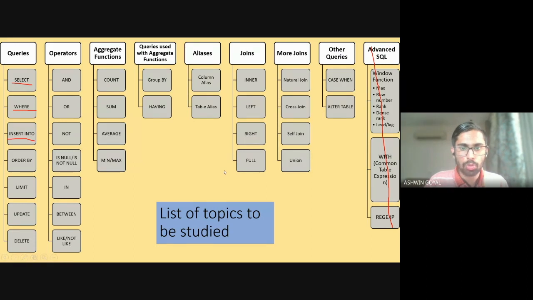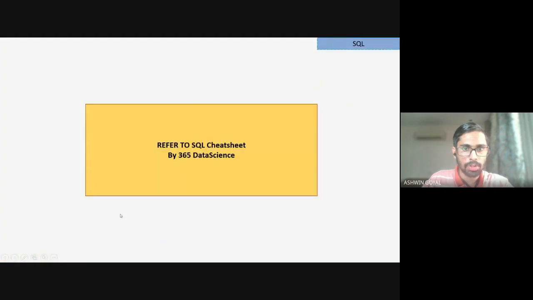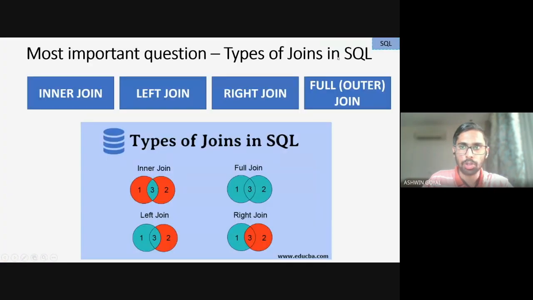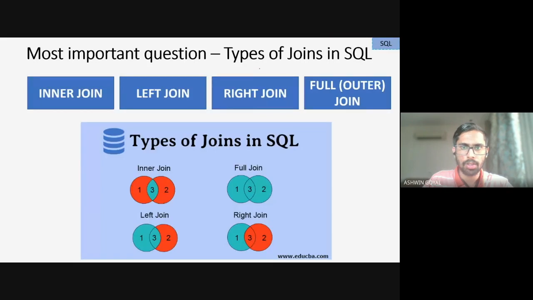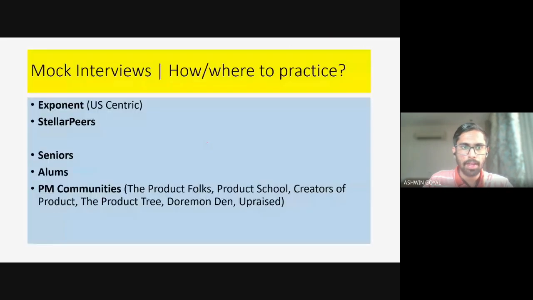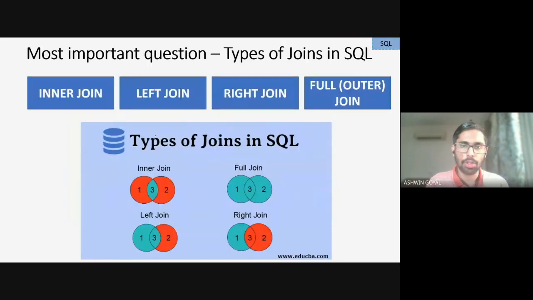We will discuss SQL in detail in the next session. We'll talk about these functions, and we'll talk about joins also. This is the most important, most frequently asked interview question in SQL: types of joins. Then we'll talk about mock interviews. So next session would be mostly SQL.